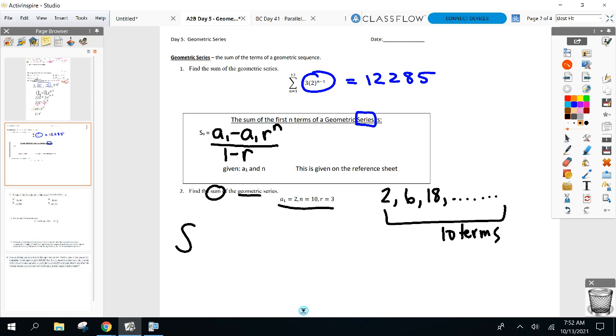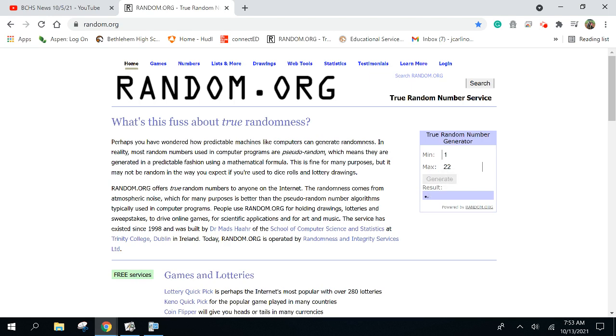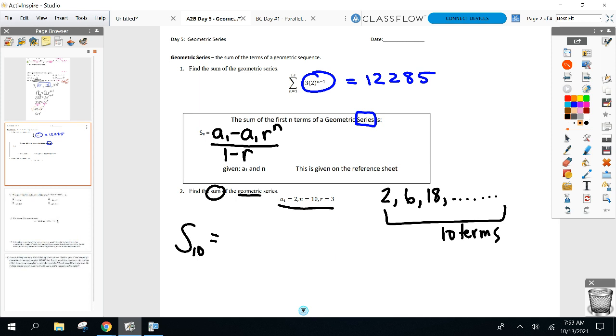Here it goes. S, how many terms are we adding up? 10. So I'm going to put a 10 as the subscript. That tells me the sum of the first 10 terms in this sequence is equal to, all right, let's go. First term, 2, minus first term, 2, times R value, 3, how many terms am I adding up? 10. Everyone see why I'm putting 10 in for N? That's how many terms you're adding up, all over 1 minus 3.